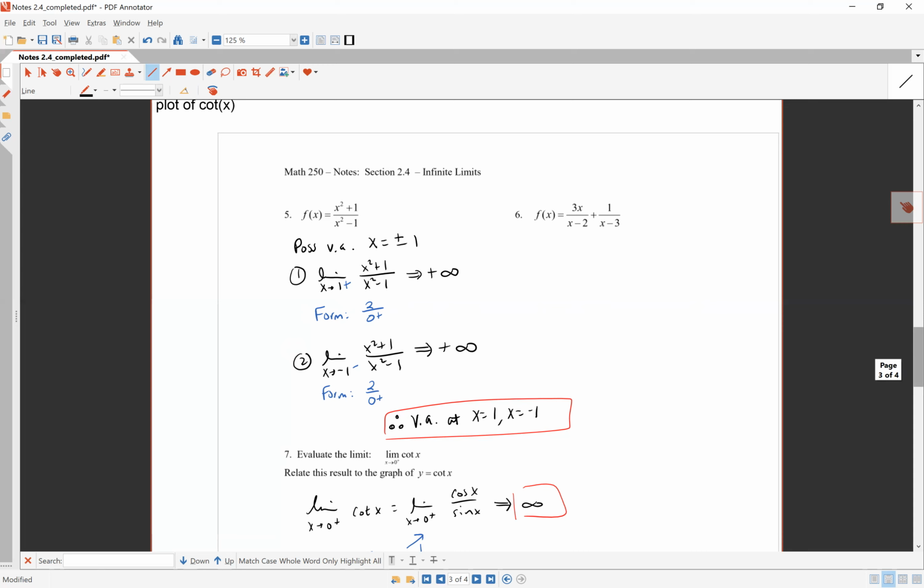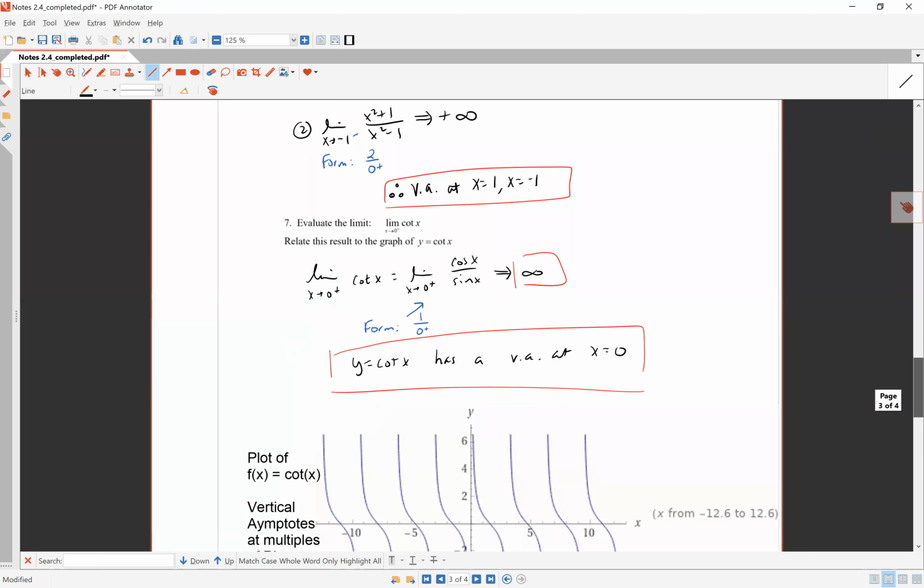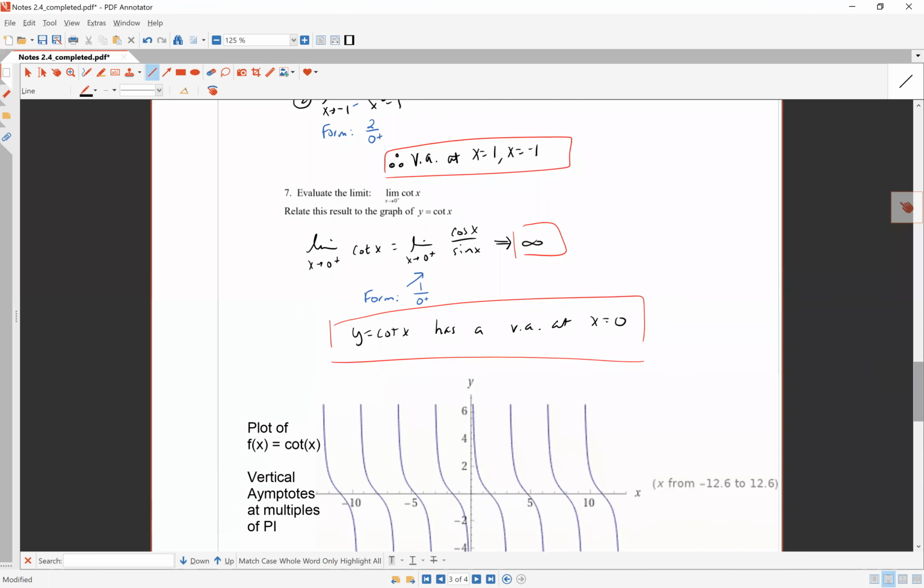Okay, so here's one of my favorites, the cotangent of x. We know the cotangent is cosine over sine. So where is the sine function equal to 0? Well, we know sine of 0 is 0, and the cosine of 0 is 1. So at x equal to 0, it's like 1 over 0. So you get a vertical asymptote.